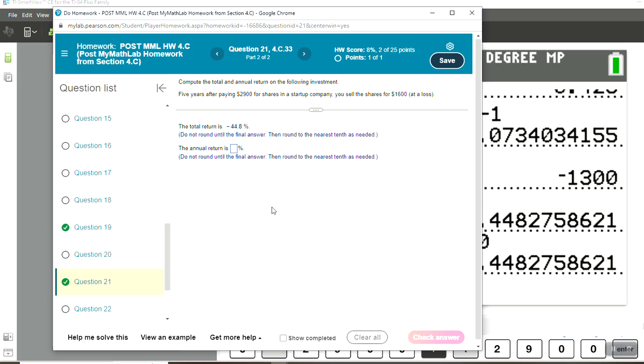Your annual return is also going to be negative because you lost money, and it is computed the same way. You still divide the value that you sold the stock at by the value you paid for the stock. And in this case, because you sold it after 5 years, you would take the fifth root, which is also done by taking it to the 1/5 power. And then you have to subtract 1 to find the annual rate of return.